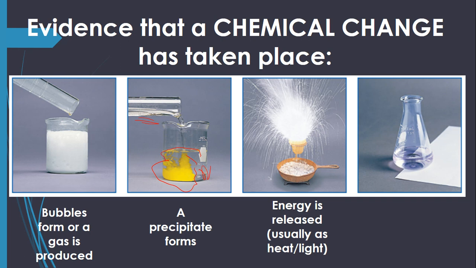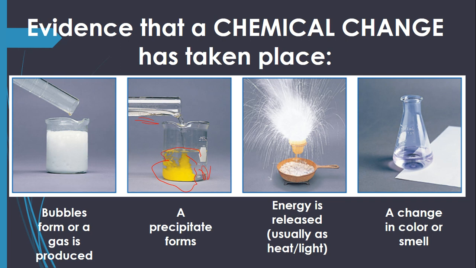If you release energy, fire, like when we lit the steel wool on fire, it sparked and whatnot. That is an indication that a chemical change was taking place. And then color changing slightly, which also happened with the steel wool, is an indication, as is a change of smell, that a chemical change is taking place.